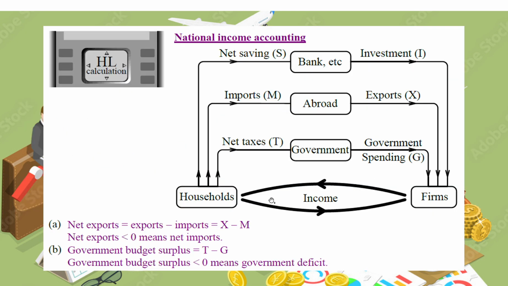So for national income accounting, we need to do some calculation, very simple ones. Net export is export minus import. If net export is negative, then it is net import. Government budget surplus is tax minus G. If tax minus G is negative, it means a government deficit.